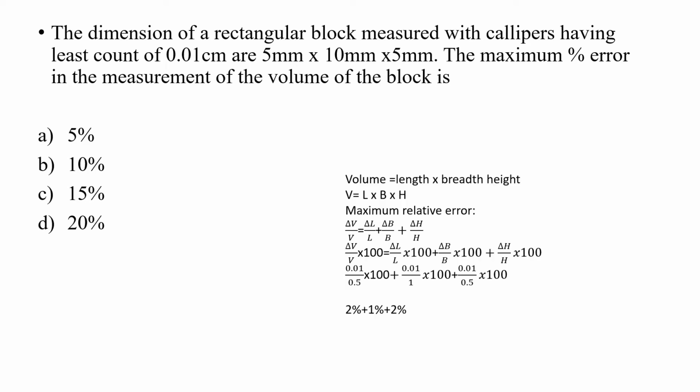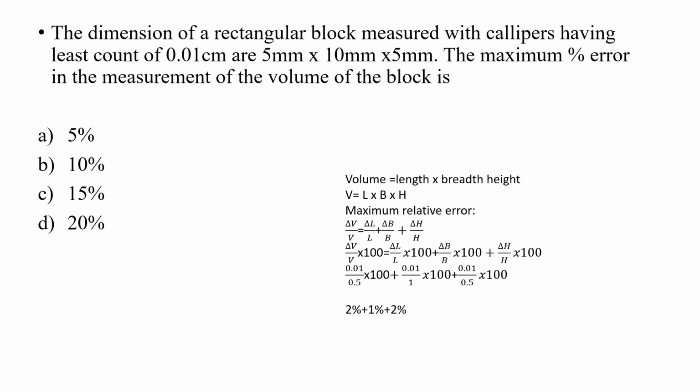As you all know, volume is equal to length into breadth into height. Okay, that is, V is equal to L into B into H. The maximum relative error in volume is written as delta V by V equal to delta length by length plus delta breadth by breadth plus delta height by height. Now, the maximum percentage error in volume will be written by multiplying with 100 on the right hand side and left hand side. That is, delta V by V into 100 equals delta L by L into 100 plus delta B by B into 100 plus delta H by H into 100.